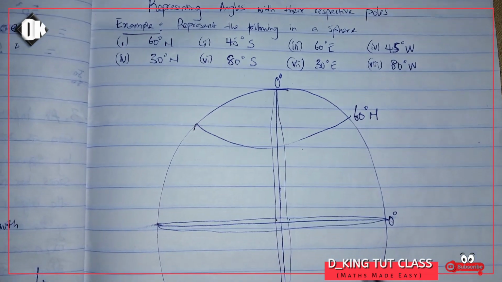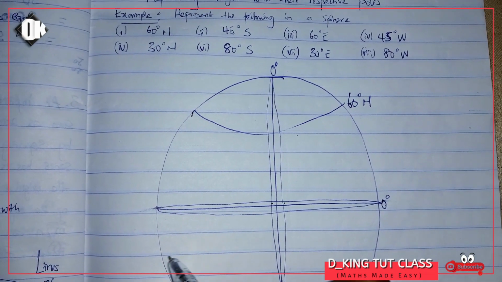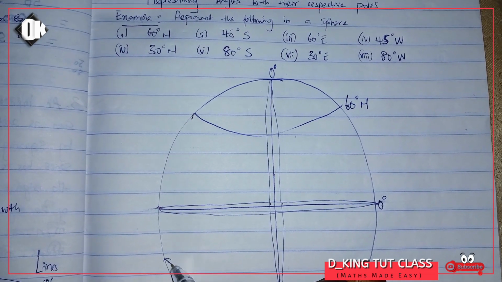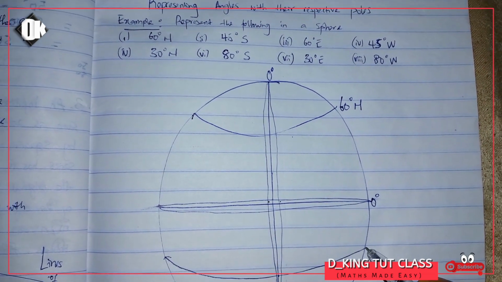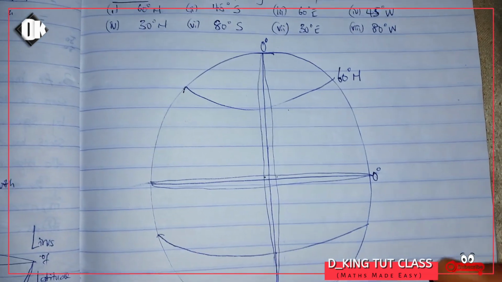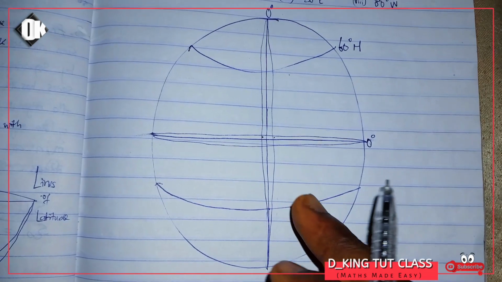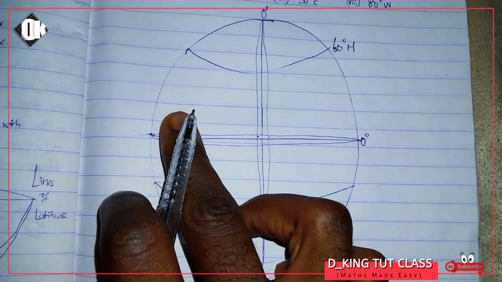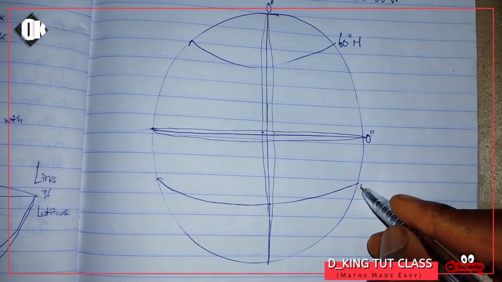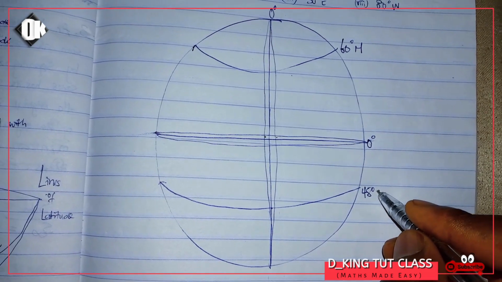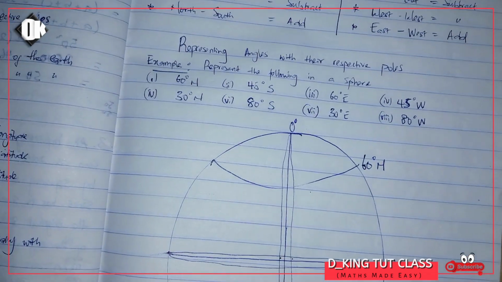45 degrees south. This is south. So it's like half of the whole sphere, for this lower part. Why? Because the sphere for the longitude is 90 degrees, and the sphere for the latitude is also 90 degrees. So this is 45 degrees south.